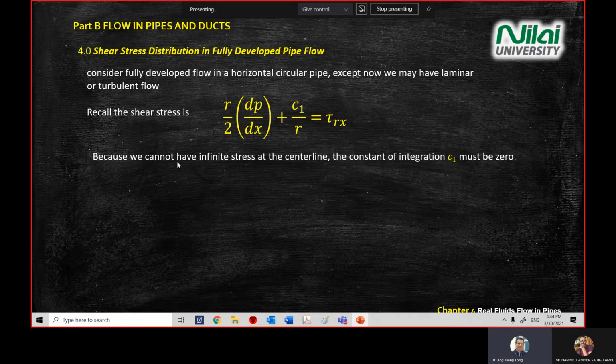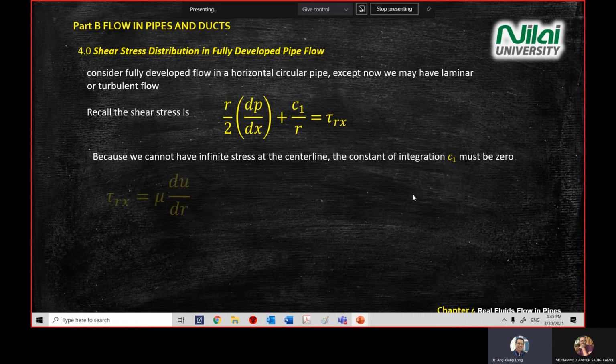We need to remind ourselves that we cannot have an infinite stress at the center line. So it means that at the center line of the pipe, there's no friction. So when you have no friction, you can say that there's no stress there. So when you do this calculation, your C1 will be 0, right? Your C1 will be 0. If you integrate the equation to get the C1, or you substitute the boundary condition, you will get your C1 will be 0.